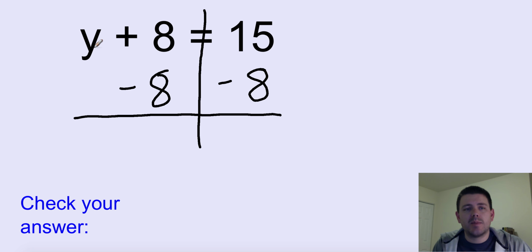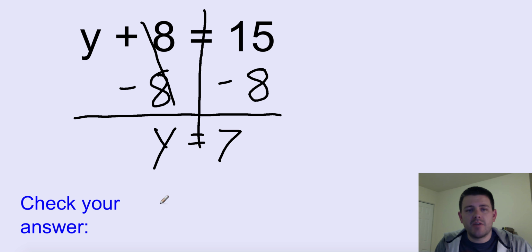So I had some amount y and added 8 to it. But then I took that same 8 away. It's kind of like it was never there before. Now I'm just left with my y. So the whole goal is to try to get y all by itself. I don't want to know what y plus 8 is. I just want to know what y is. On the right-hand side, 15 minus 8 is 7. So if I've done this correctly, my missing number is 7.